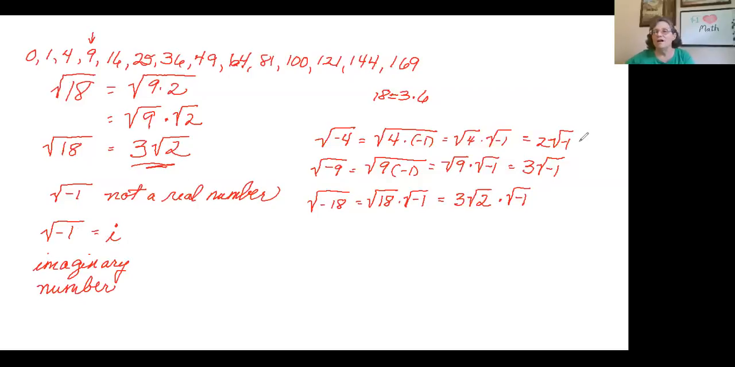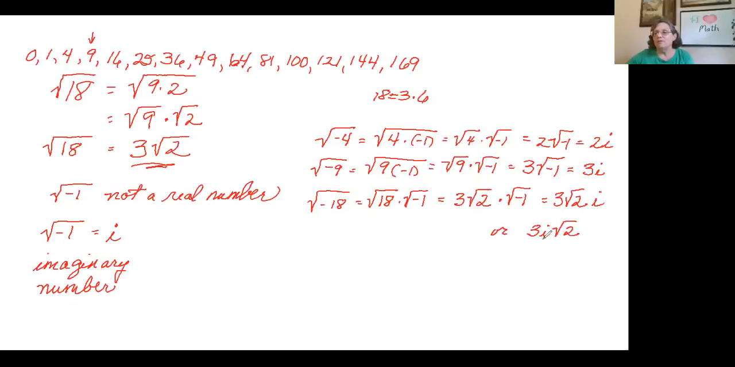That's why you never see i written as a variable. So the 2 times the square root of -1, sorry, can be written as 2i. 3 times the square root of -1 can be written as 3i. And 3 square root of 2 times square root of -1 could be written as 3 square root of 2 i. Now you may see this written as 3i square root of 2 sometimes.